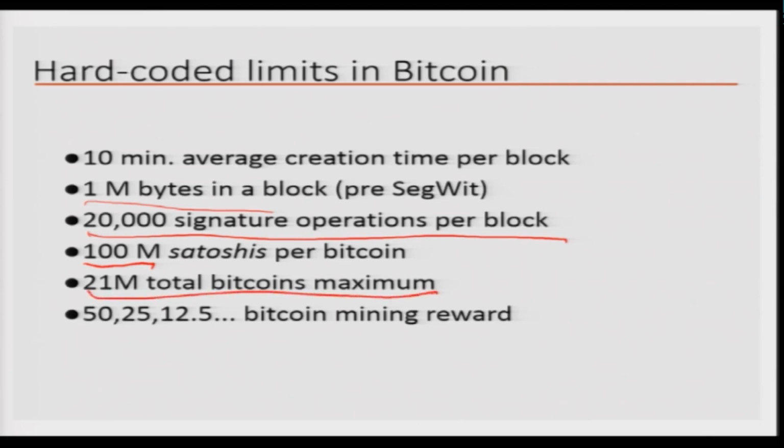We discussed this before: the only way to create Bitcoin was through mining, and the mining rewards have been decreasing, and by 2040 it will reach 21 million, when it will stop. So these are hard-coded limits of the Bitcoin blockchain.